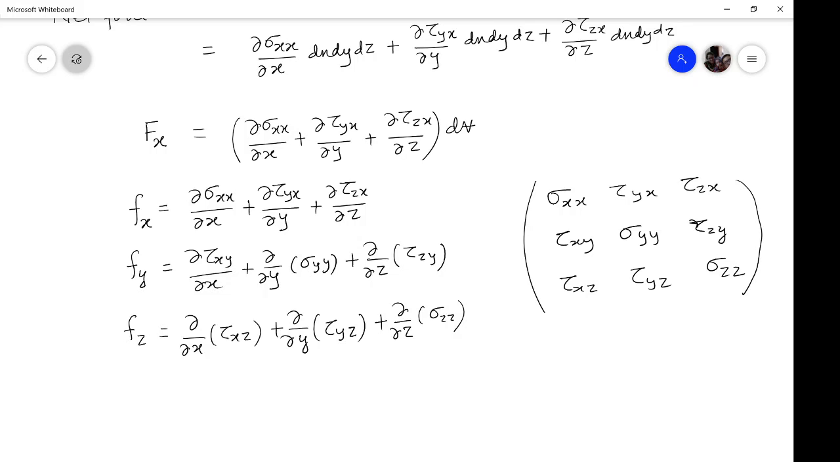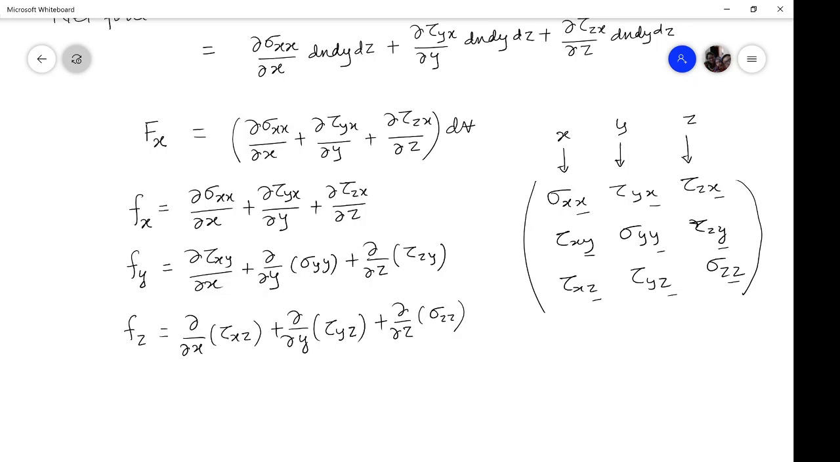Okay, and in this particular matrix, the columns represent the planes. Here you can see this is the x plane, this is the y plane, and this is the z plane, and the rows of this matrix represent the stresses in a particular direction. For example, this is x direction, this is y direction, and this is z direction. So columns represent the planes, and the rows represent the directions.